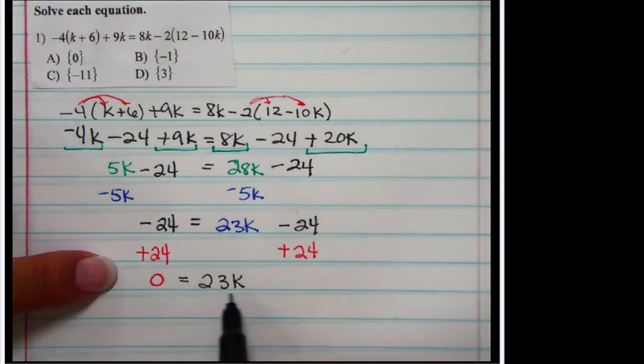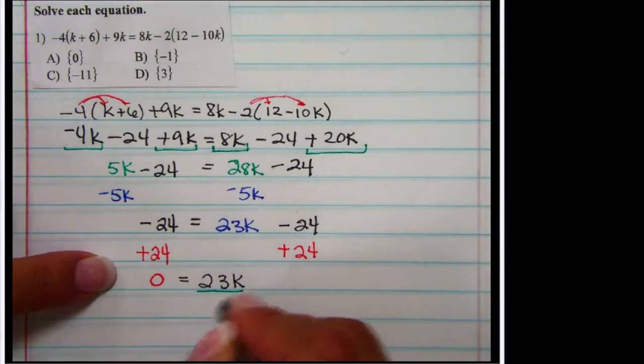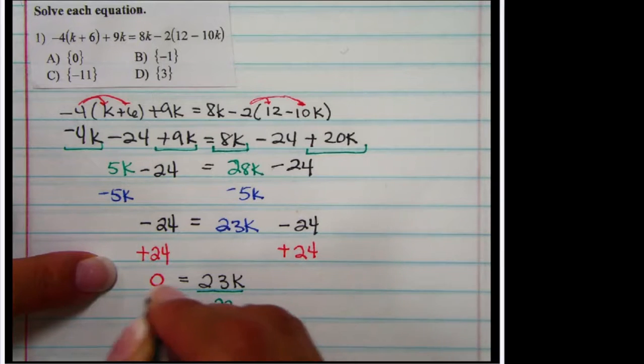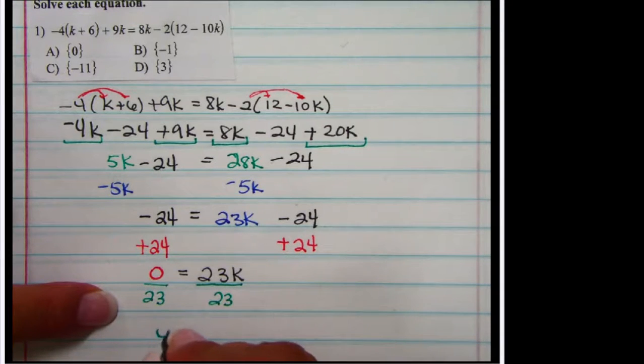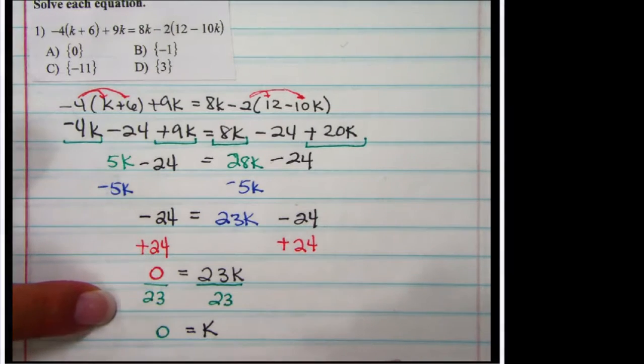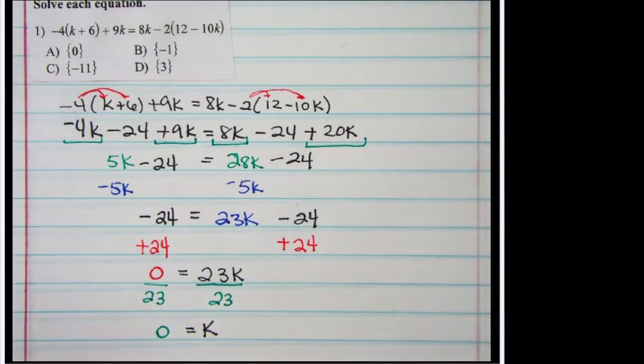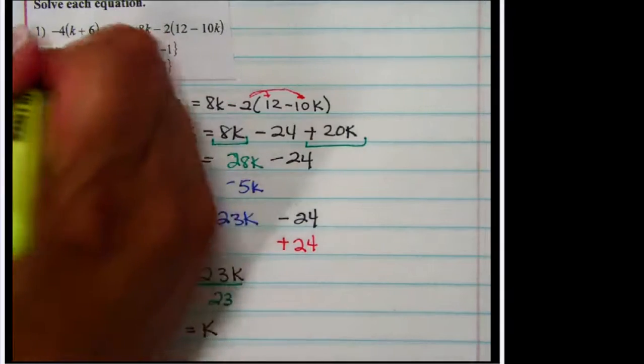Between the 23 and the K is a little multiplication that you don't see, and so to undo multiplication I'm going to use its inverse, its opposite, that is division. 0 divided by anything, any number in the world, in this case 23, is 0, and that's going to leave me with K on the right hand side. And so our correct answer choice for this particular item is going to be letter A, the solution set of 0.